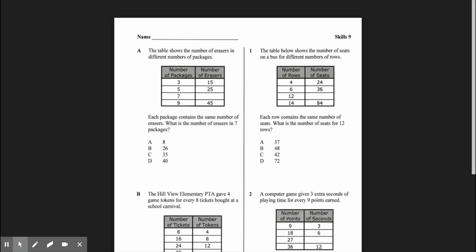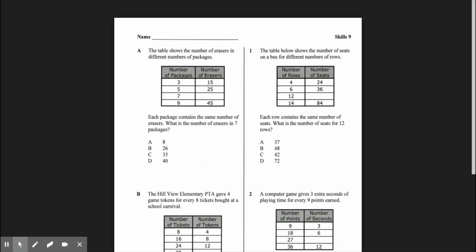Our skills focus is looking at patterns in a table. Each one of our problems has a table, and the table is missing some part of information. Well, we have to find the pattern in the table to help us determine the missing information. Some rules that we can remember with patterns in a table.